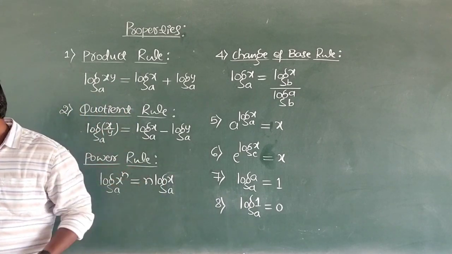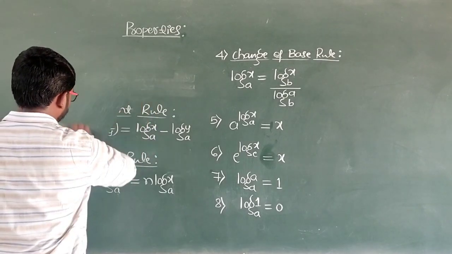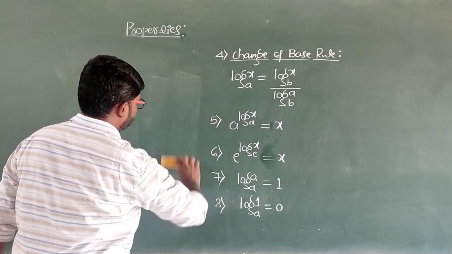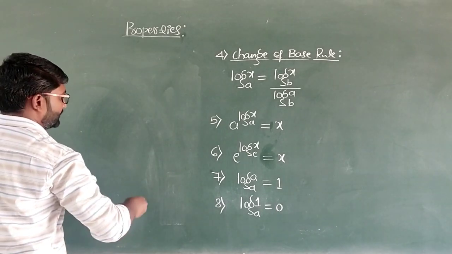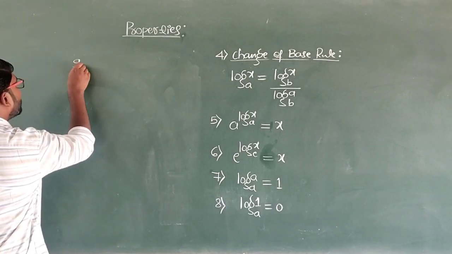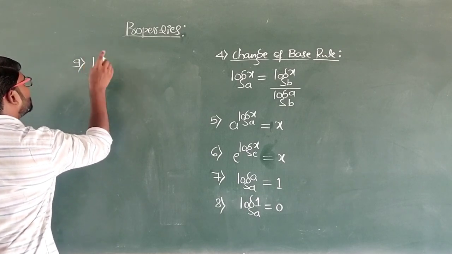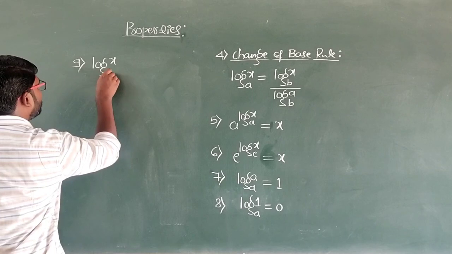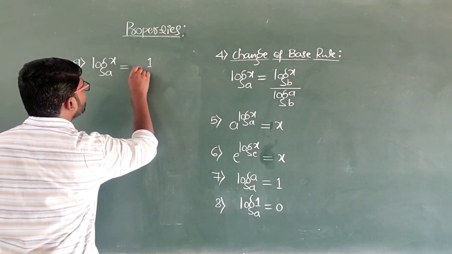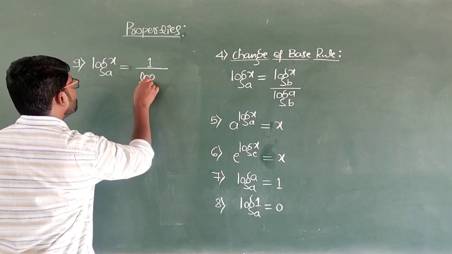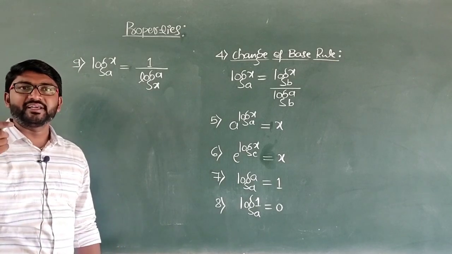And then we'll move on to the ninth one. The ninth property is log x to the base a can be written as 1 divided by log a to the base x.